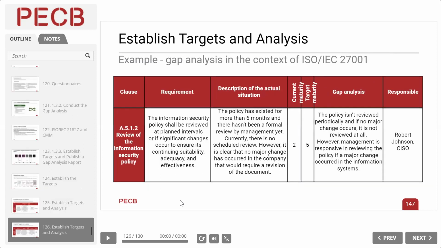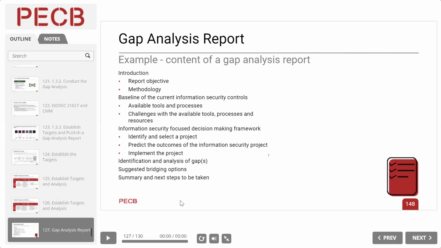So another example. The requirement is the requirement from ISO 27001. It's a written requirement, what should be in place. And then we juxtapose it to the description of the actual situation. So this is the table of contents of a gap analysis report, how it should be structured.